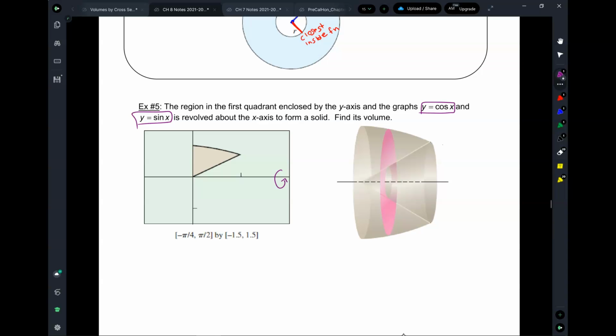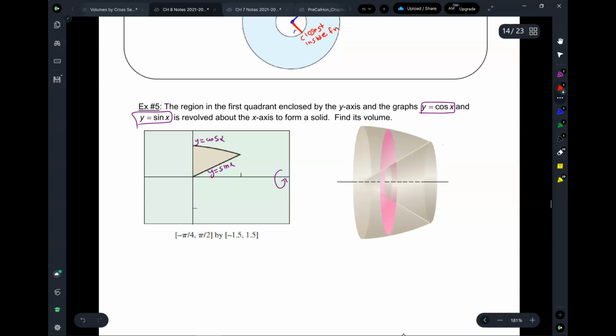You're told which functions they are, you're given the graphs, it's up to you to distinguish which of these is cosine and which of these is sine. So, the top one, is it cosine or sine? Cosine and sine.